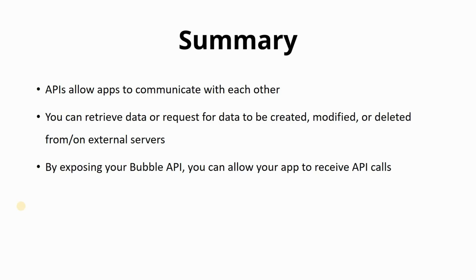So here's just a really quick summary of everything that I just went over. Basically, APIs allow you to have applications communicate with each other, whether it's 2 Bubble applications or whether it's your app with the outside world: Google, Trello, Facebook, any of that, anything that offers an API. This is the system that you want to use to connect the 2. With APIs, you can retrieve data, or you can request for data to be created, modified, or deleted on an external server, or coming from an external server. You can retrieve that information.